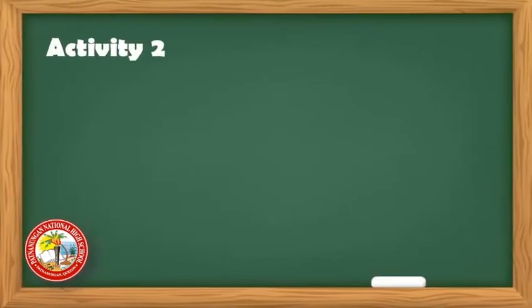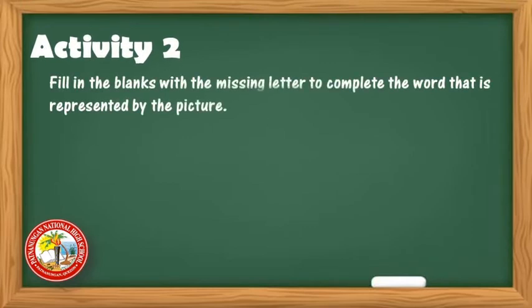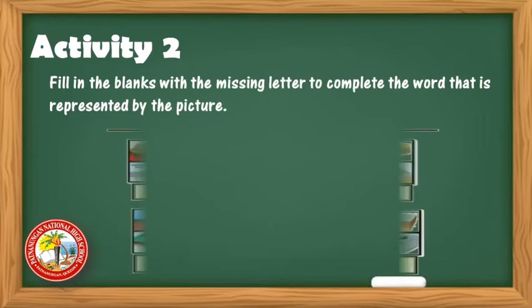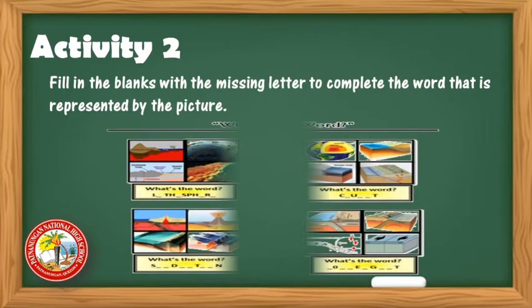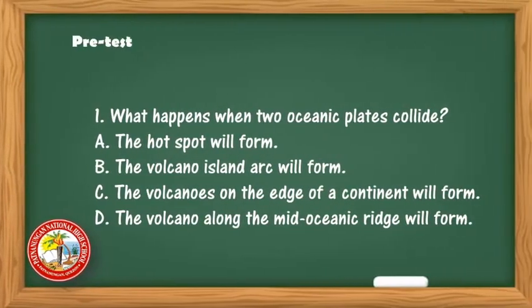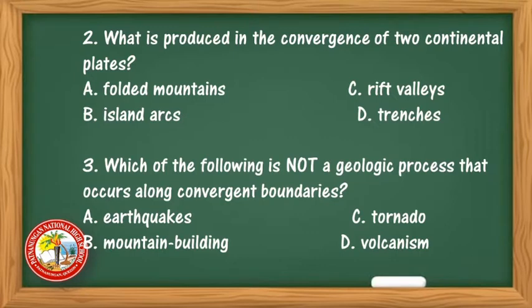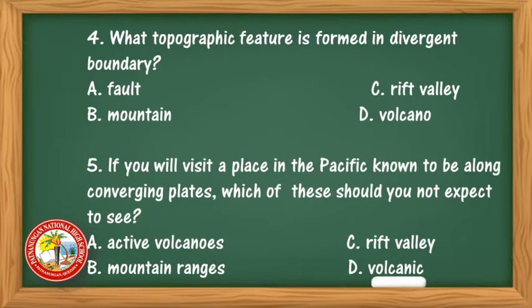For our next activity, you're going to fill in the blanks with the missing letter to complete the word that is represented by the picture. You're going to write your answer in a given worksheet. After you have finished the 2 previous activities, let's find out how much you already know about this lesson. You're going to answer the 5-item test or pre-test to assess what you know about the processes that occur along plate boundaries. You are going to write your answer in the given worksheet.